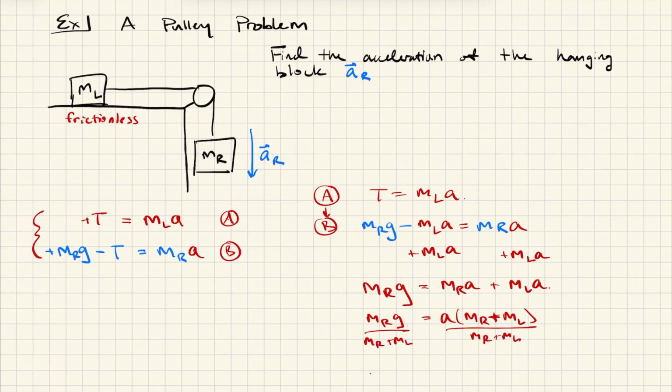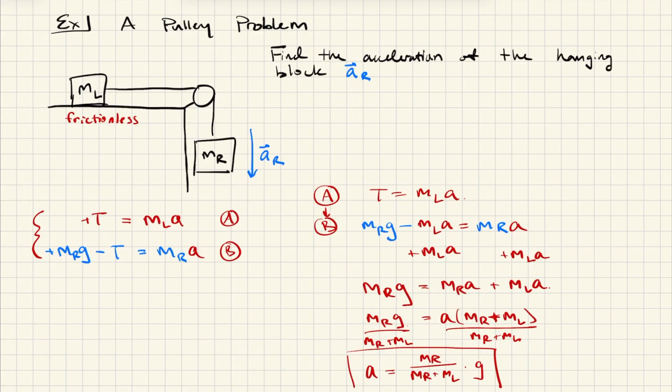And I recover the final result that the acceleration is equal to MR over MR plus ML times G. Okay, and so this is our final result. We can see, of course, that if MR is really, really large compared to ML, so let's say MR is like 1,000 and ML is 0.1, then this answer just tells us that this system basically free falls, which is good.